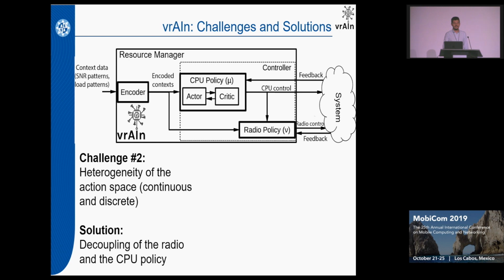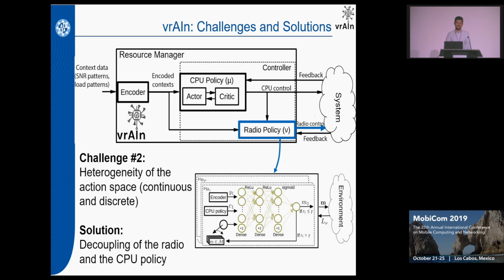The second challenge is the heterogeneity of the action space, since for each base station we have a CPU control, which is a continuous value, and a radio configuration, which is a discrete value. We propose to decouple the radio and CPU policies. And for the radio policy, we use a deep neural network classifier that, for a given CPU control and an input context, computes the radio controls.